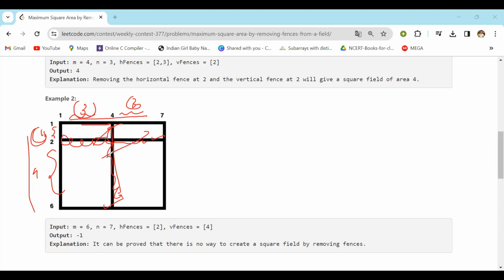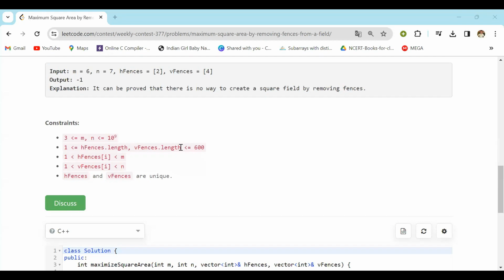Yeah, I think the question is crystal clear. We have to remove some fences so that we get a square, and we have to maximize the area of that square. Correct? Okay, now let's have a look at the constraints if the question is clear. But yeah, we cannot have more than 600 fences. Maximum 600 fences of horizontal and 600 vertical, or a total of 1200 fences is possible. Okay, fine.